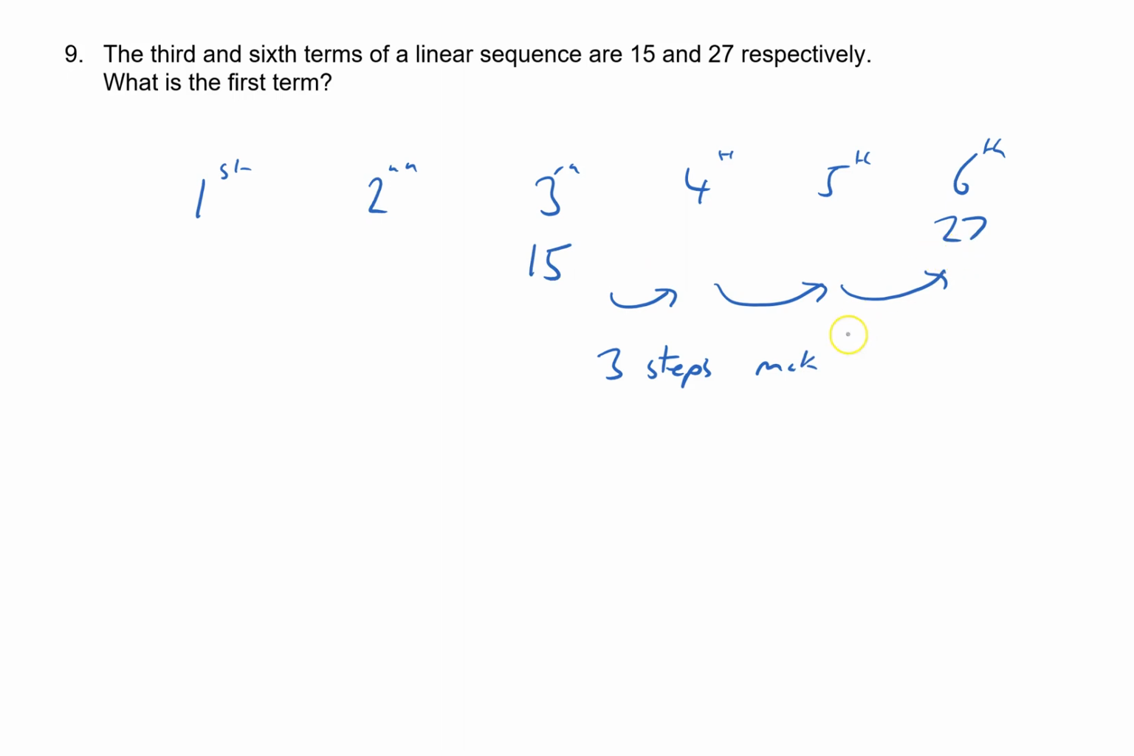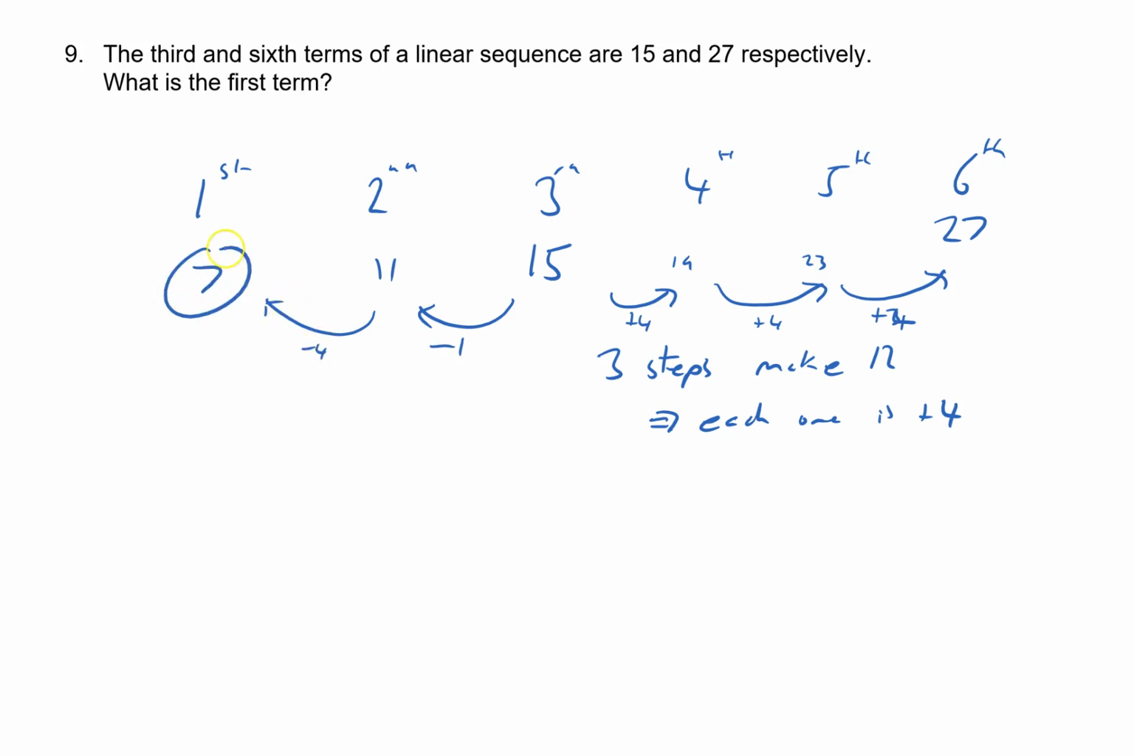And so those 3 steps must make, from 15 to 27, go up by 12. Therefore, each one is plus 4. So plus 4 would take us to 19. Plus 4 would take us to 23. It's often worthwhile just checking it works. Plus 4 takes us to 27. So to work out the first term, I need to go back this way. So I'm adding 4, so we take away 4, which gives me 11, and then take away 4, that'll give me 7. So the answer is 7. That's 9 done. And now on to question 10.